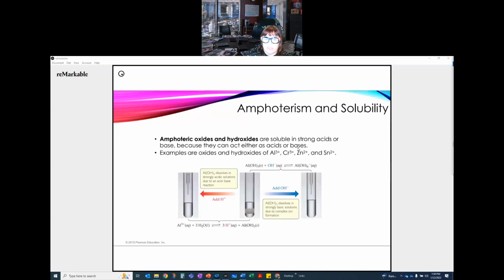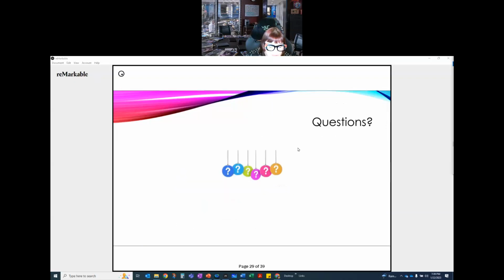Now, Al(OH)3 dissolves in strongly acidic solutions due to an acid-base reaction, okay? So if I add enough protons to this, that hydroxide that's on that Al all comes off. And so the aluminum becomes a soluble metal by itself without the hydroxide portion on it. So this is another way that we can use both pH and amphoterism, the ability to act as both an acid and a base, to change the solubility of things that we're trying to get into solution, if that's something that we need to do. Okay. So there are options that we have in doing that.